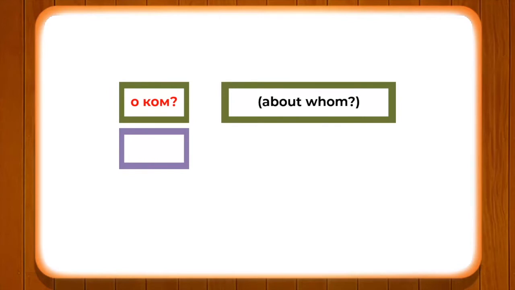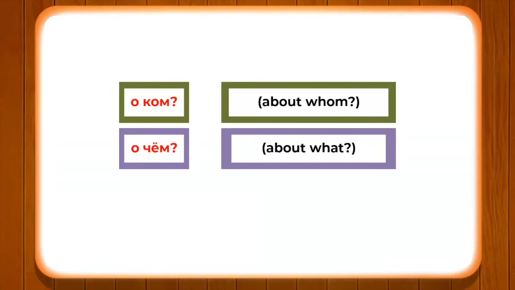Likewise, in this module we are going to talk about о ком, about whom, and о чём, about what. These questions relate to animate and inanimate objects respectively. So one fundamental is clear: о ком is for animate and о чём is for inanimate. Please pay attention to the exercise while we discuss it further.